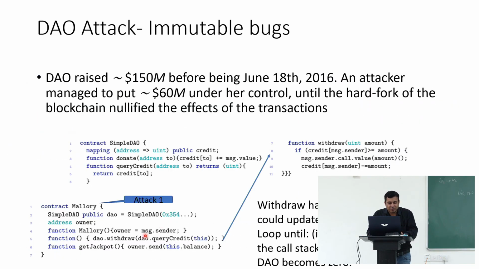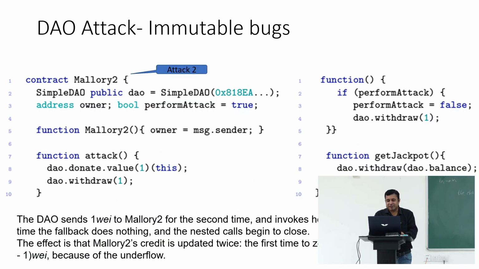But the attacker took advantage of this withdraw. The first time the attacker withdrew 1 ether, it was successful. Now the attacker's balance should become 0. Next time, if the attacker calls that function again in a nested loop, what should be the attacker's balance? 0 minus 1 ether. So it reaches what? 2 raised to 256 minus 1 ether.